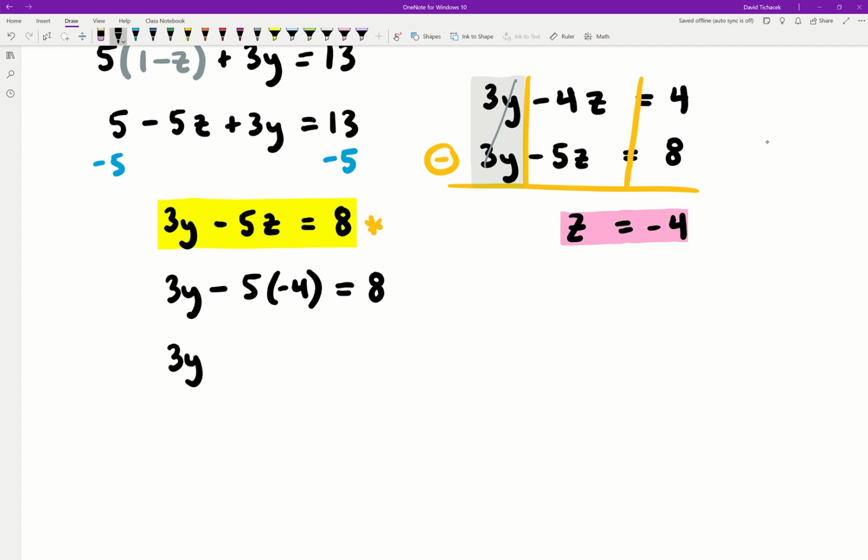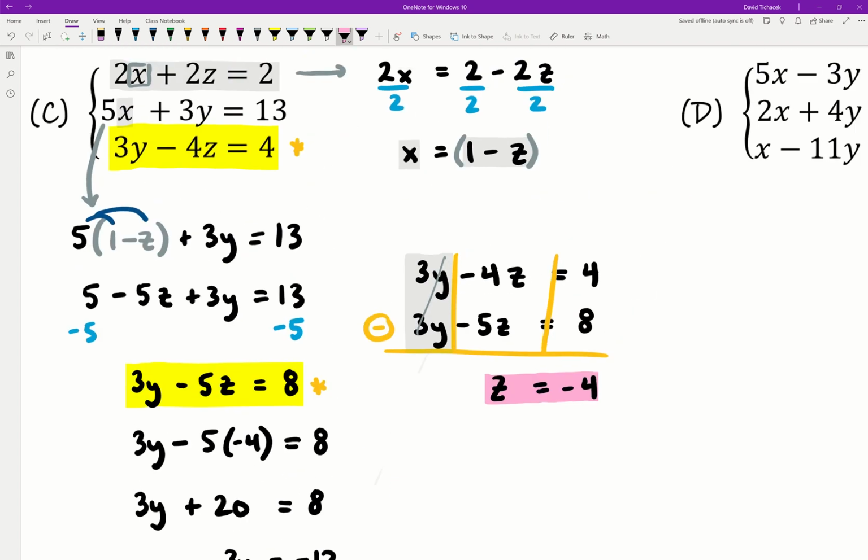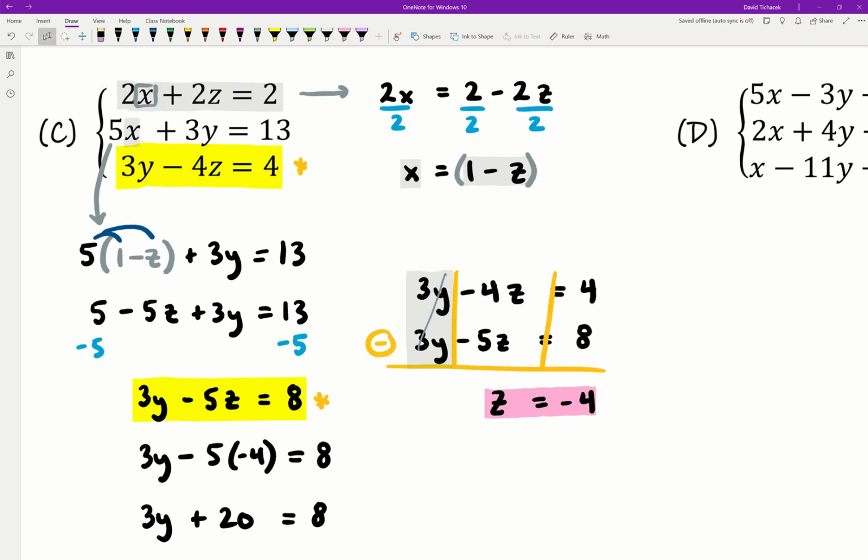So 3y plus 20 is going to be equal to 8, and then subtract 20 from both sides. You're going to get 3y is equal to negative 12, and then divide both sides by 3. We're going to be getting y is equal to negative 4. And so we end up getting the y value that we needed there as well. We only have one more to find. That, of course, is x, and so we're just going to perform that back substitution here.